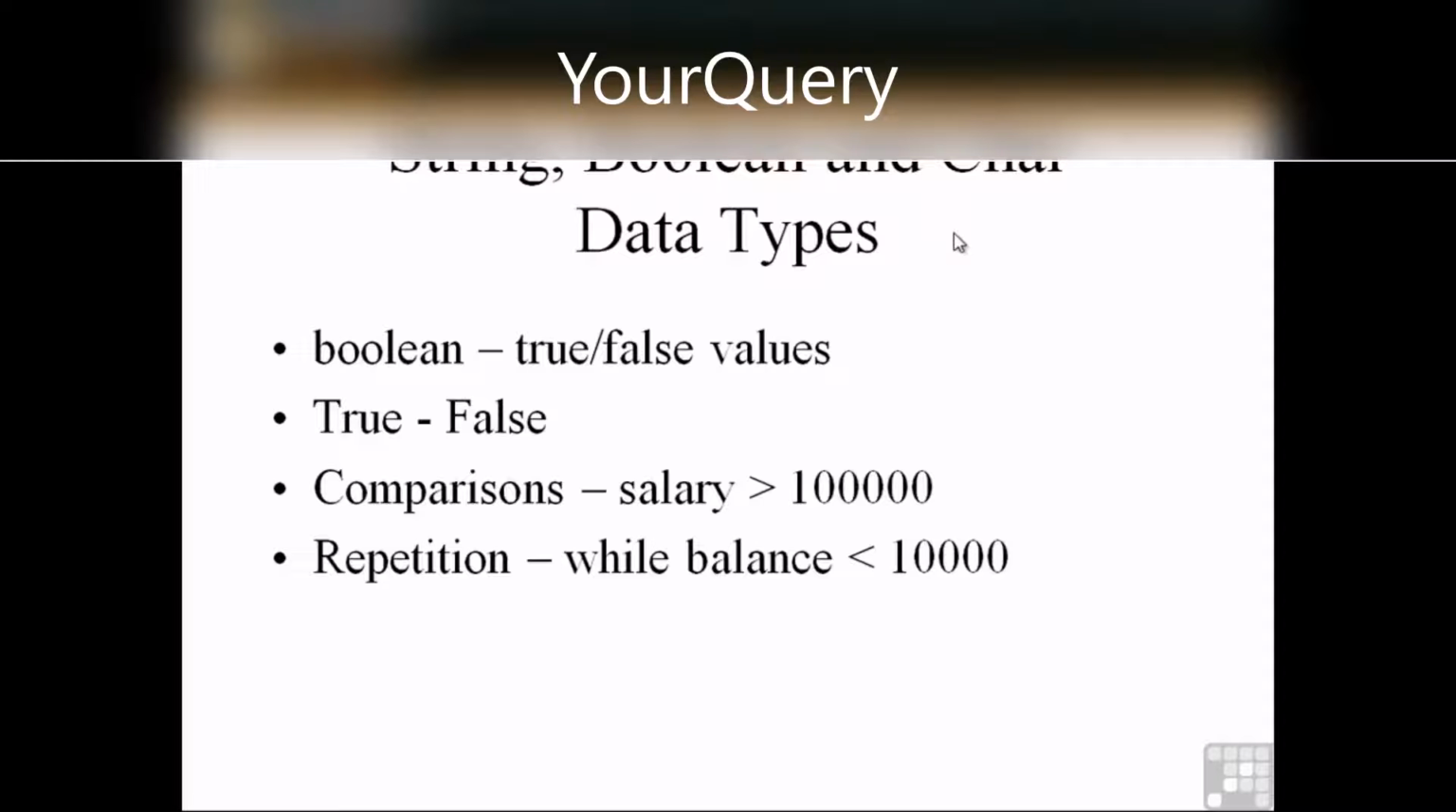They're also used a lot in repetition, where we might have a loop while the balance is less than 10,000, then perform a set of statements over and over again. And again, the expression balance less than 10,000 will return either a true or false value depending on what piece of data is stored in balance.